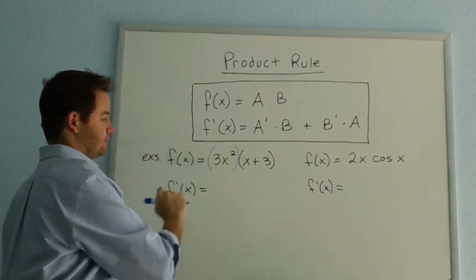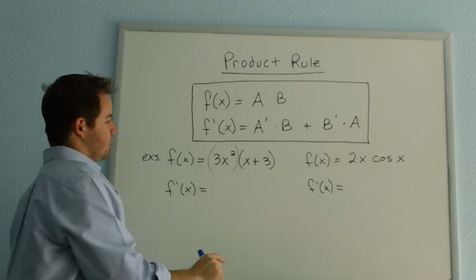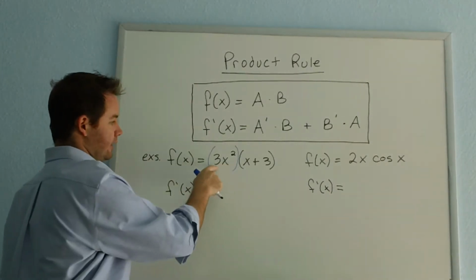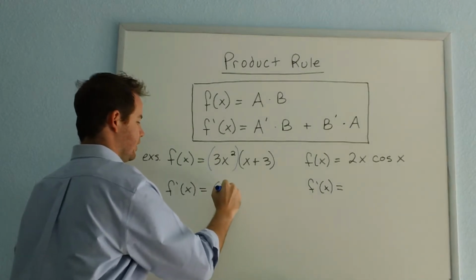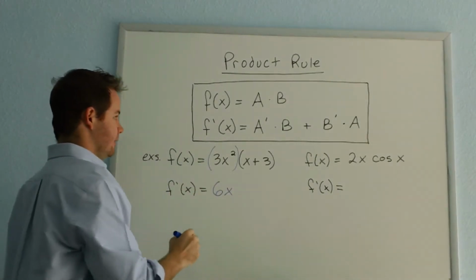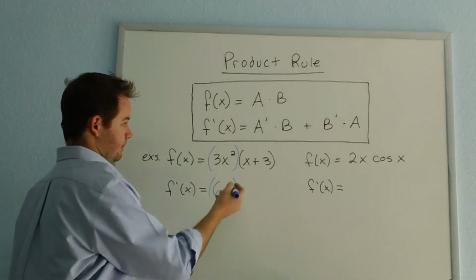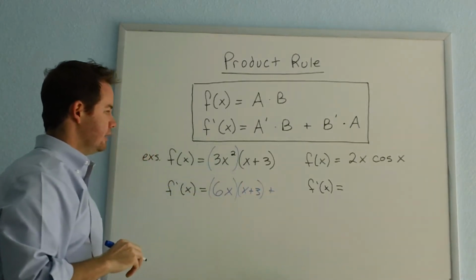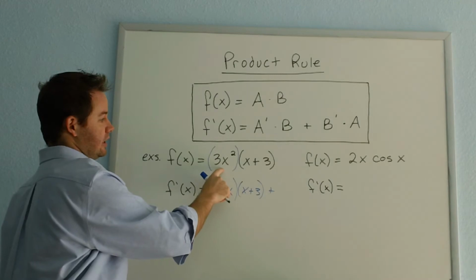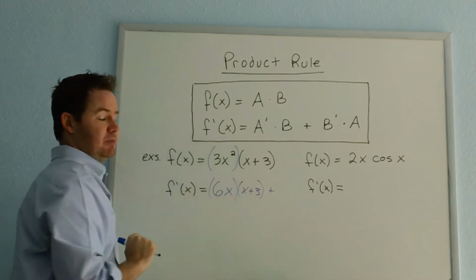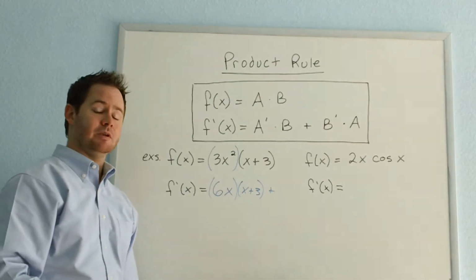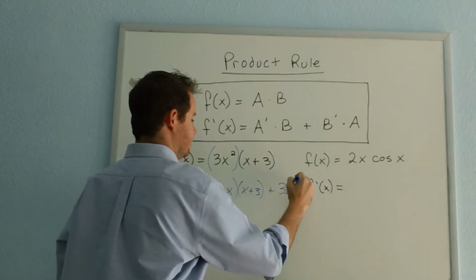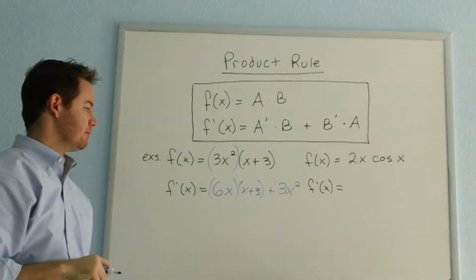We take the derivative of A. So in this case, we have 3x squared. In order to take the derivative of that, we multiply our coefficient by our exponent, and we subtract 1 from the exponent, giving us 6x. So this will be 6x times our second expression, as it's originally written, x plus 3, plus, and now we're going to keep the original first expression, but we're going to take the derivative of expression B. The derivative of x plus 3 is 1. So we'll have 1 times 3x squared, which will just be 3x squared.